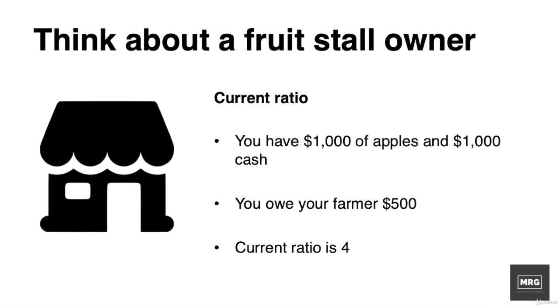As an example, think about being a fruit stall owner. To derive the current ratio, let's say you have $1,000 worth of apples and $1,000 worth in cash. These two are your current assets. Say, for instance, you owe your farmer $500 as the cost to purchase the apples. So your current liabilities is 500. If you take 2,000 divided by 500, your current ratio is 4. So remember, the higher, the better it is for current ratio.